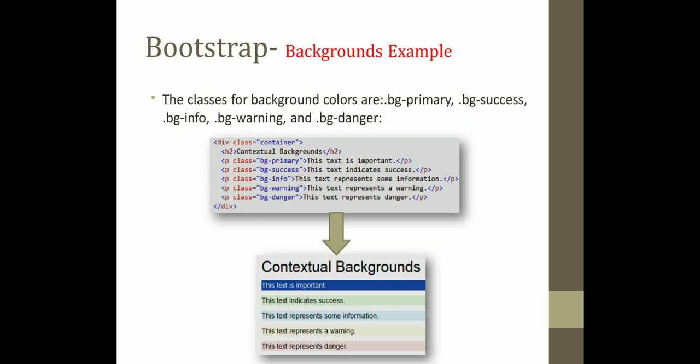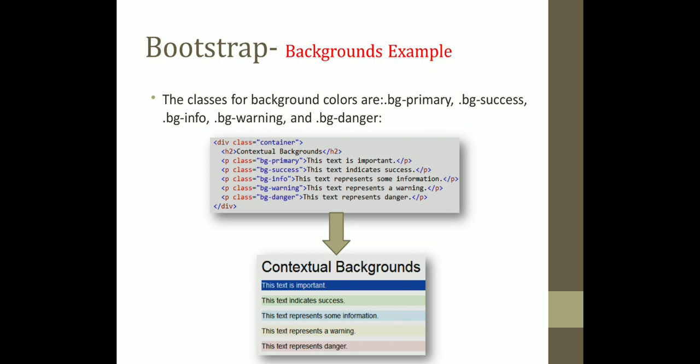So the directive class container is started, and we have again given the same heading, contextual background, of h2 size, and again we have used the same class, but here we are using the background example. So we are going to use the background color classes, that is class equals to bg dash primary. So this text is important. Okay, so we are again using the same classes but for background. Okay, so we are providing that into the paragraph, and we can see the output.